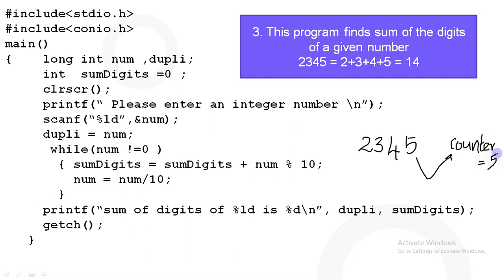So the counter will receive 5 and this number will be slashed to 234 by dividing it by 10. Then once again 4 will be taken out and added to 5. Then the number will be slashed to 23. From 23, 3 will be taken out by doing modulo division by 10. Then 23 will be reduced to 2 by dividing 23 by 10. Then 2 will be taken out when we say 2 mod 10 equals 2.